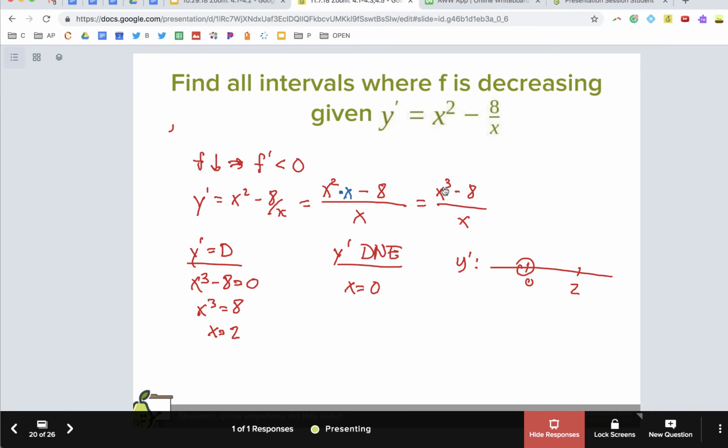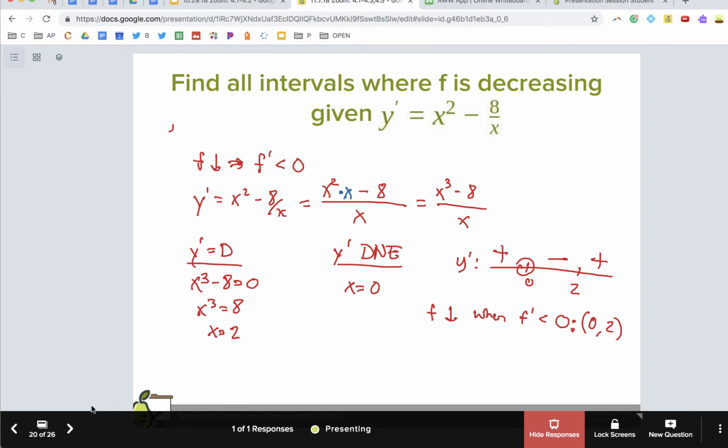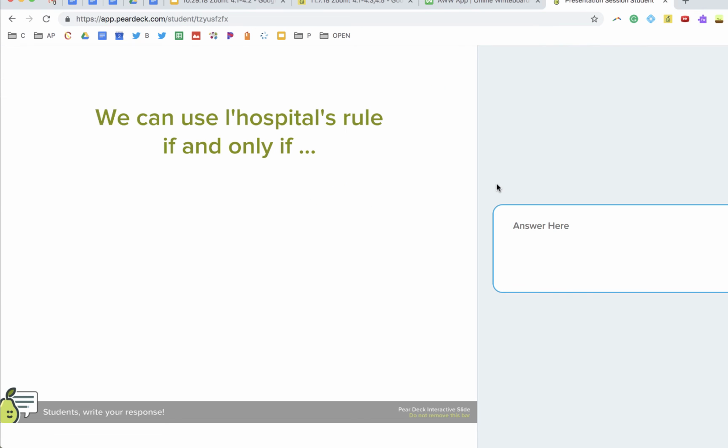If I put in a negative number, I would get a negative on the top over a negative on the bottom, which is positive. If I put in a number like 1, I would get a negative on the top over positive, so that's negative. And if I put in a big number, that's going to be positive over positive, which is positive. F is decreasing when f prime is less than 0, and that happens on 0 to 2. That's my answer.